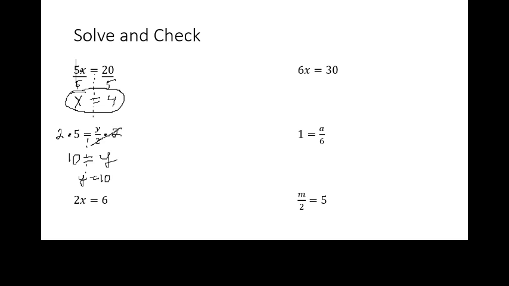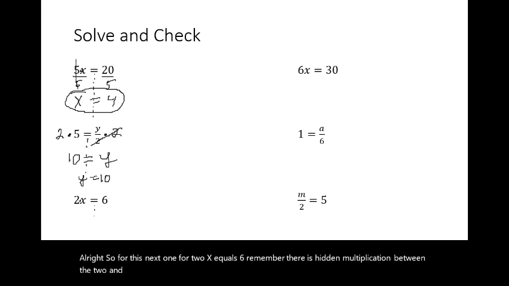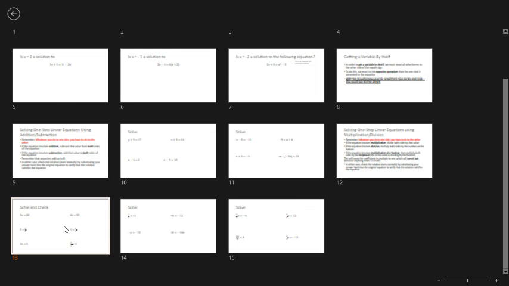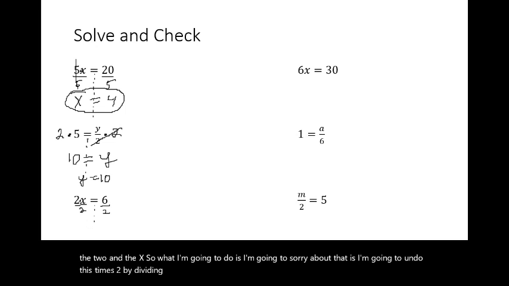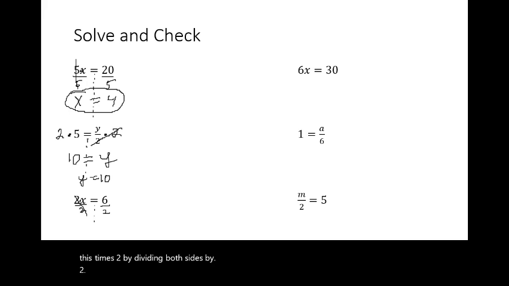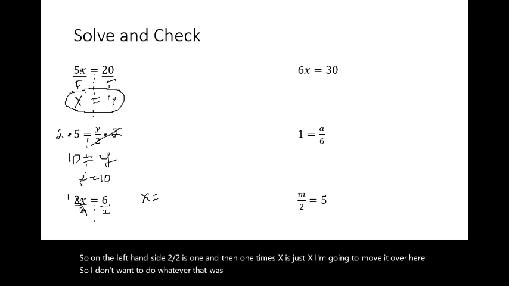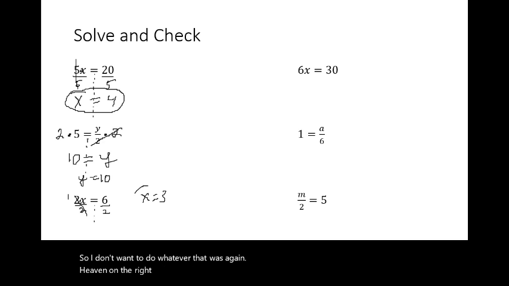All right, so for this next one, for 2x equals 6, remember there is hidden multiplication between the 2 and the x. So what I'm going to do is undo this times 2 by dividing both sides by 2. So on the left-hand side, 2 divided by 2 is 1, and then 1 times x is just x. And then on the right, 6 divided by 2 is 3, so x equals 3 is your final answer.